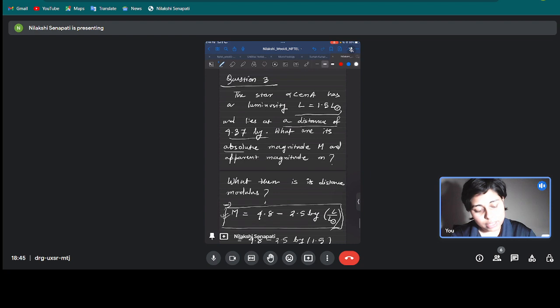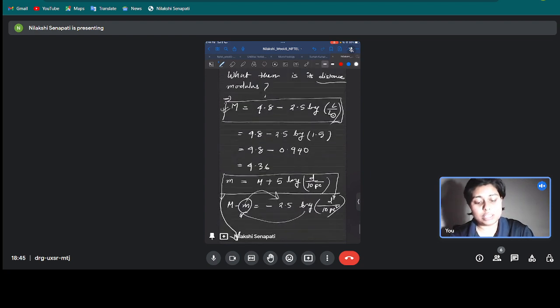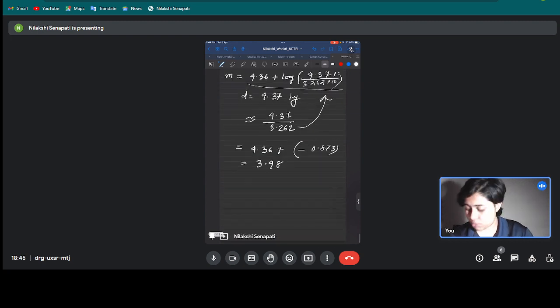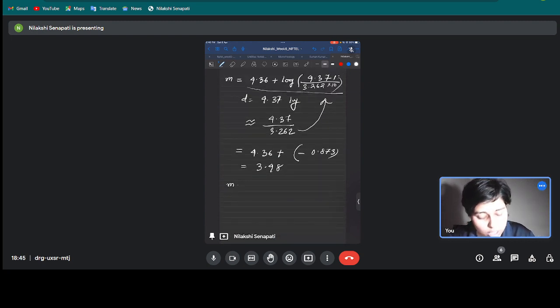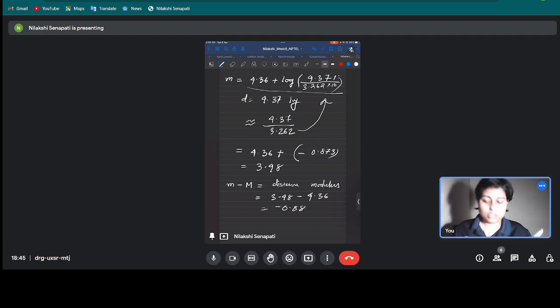Now we have calculated the absolute magnitude and the apparent magnitude. Both of them are already calculated. Now you have to calculate the distance modulus. What is called the distance modulus? Distance modulus is nothing but m minus capital M. Then it is 3.48 minus 4.36, equal to minus 0.88. That is the distance modulus.